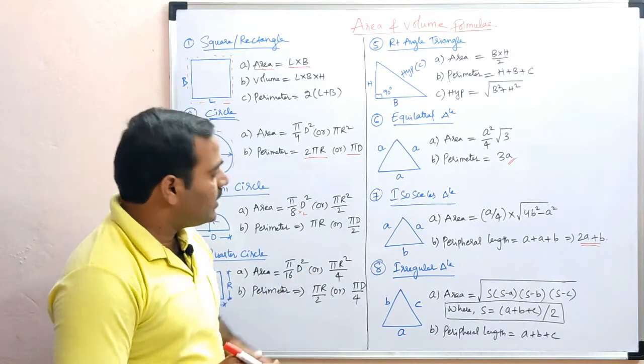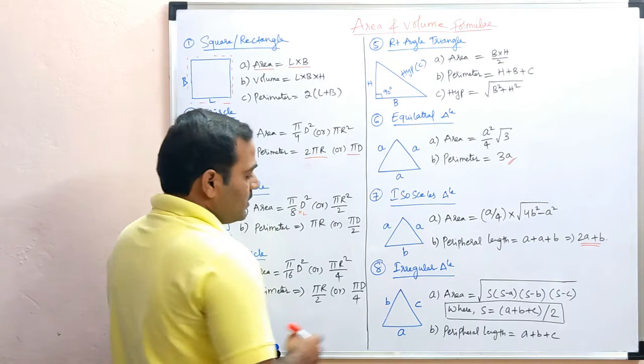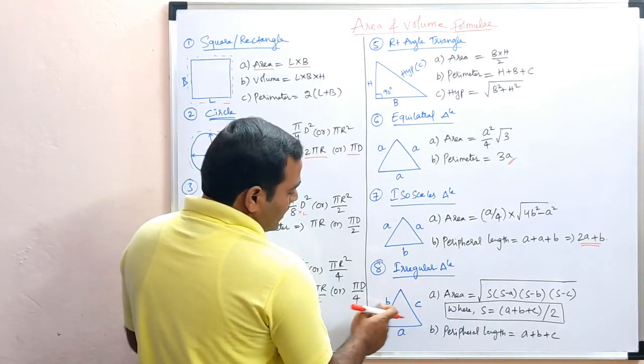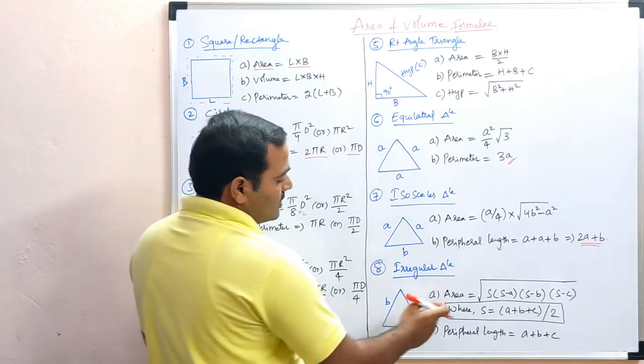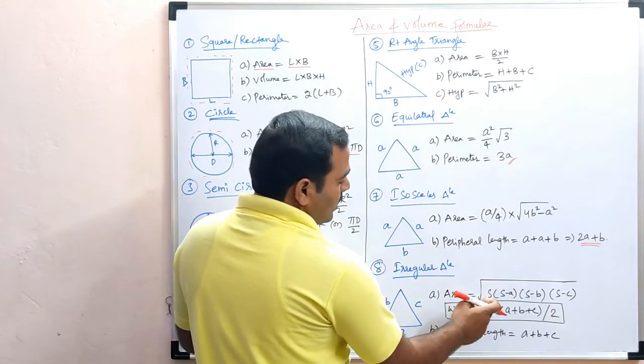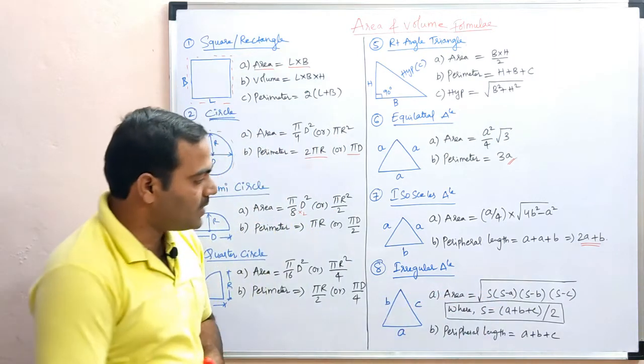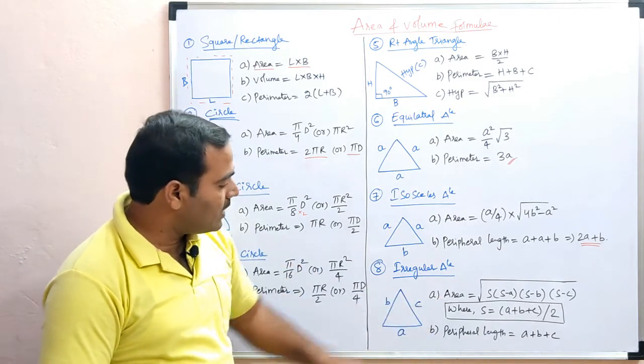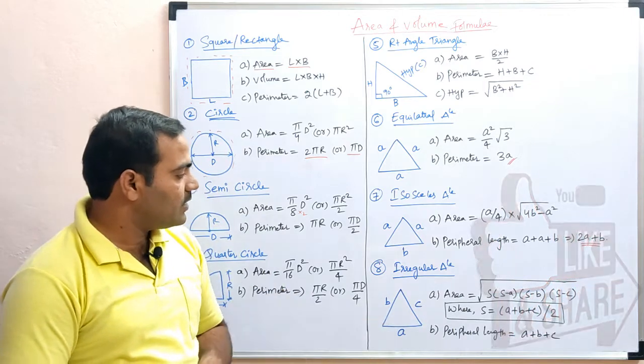Now coming to the irregular triangle. That means all sides are unequal. So a, b, c, different sides. For this, area is equal to under root s into s minus a, s minus b, s minus c. So this is the formula used for calculating the area of an irregular triangle.